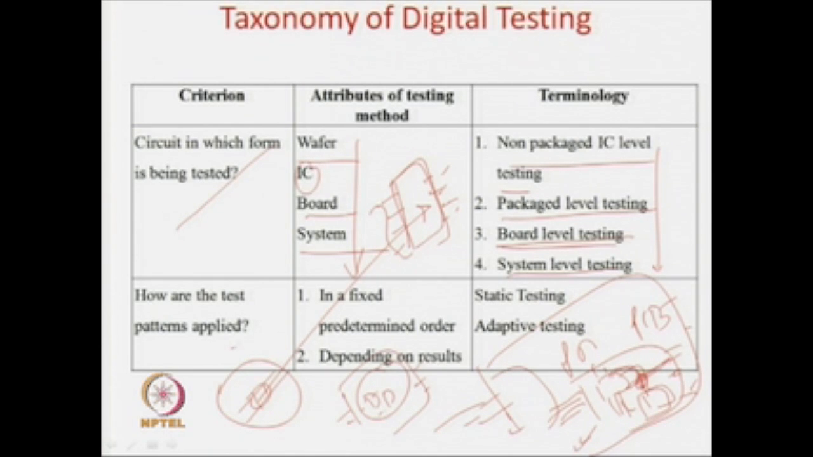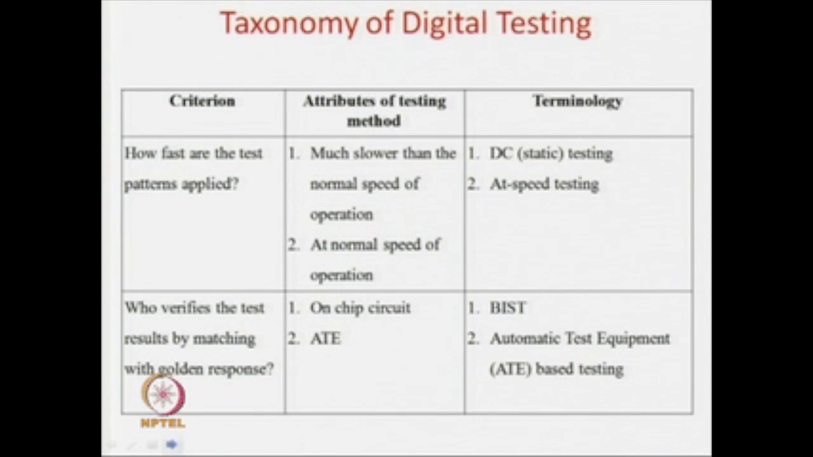Now, the question is how the test pattern is applied. There can be two things: you can have static, where you plan ahead what you want to apply, and also it can be adaptive, where depending on the output performance of the test you can change your test patterns. Then there are a few others, like how fast the test pattern is applied. If you are testing at the normal speed of operation, at gigahertz, it is called at-speed testing, but if your tester or ATE cannot supply test patterns at that speed, you can do much slower, and then it is called DC or slow testing.